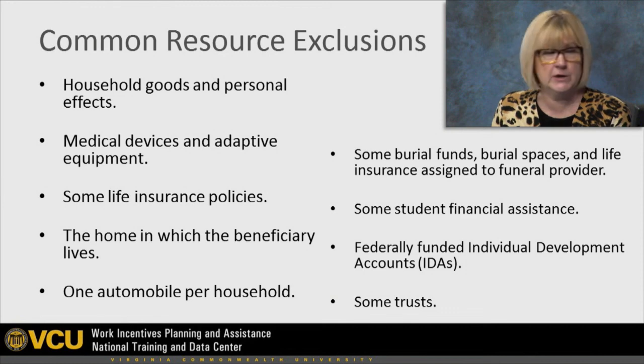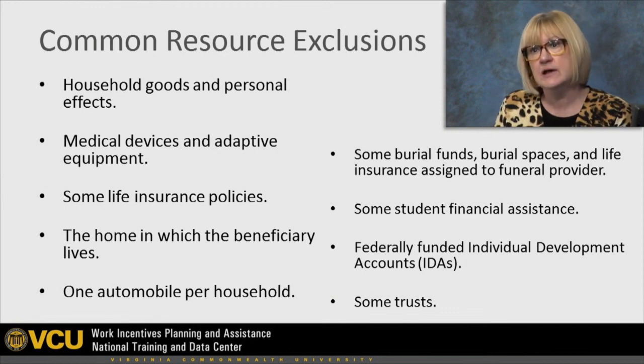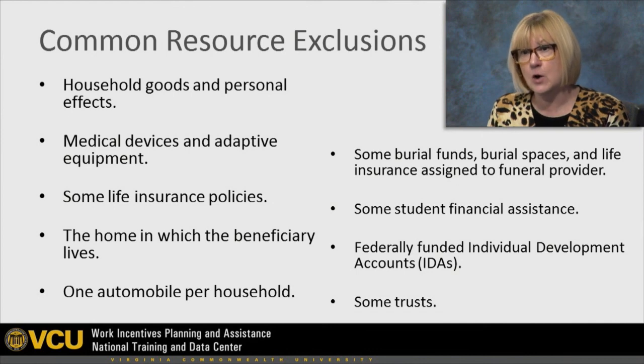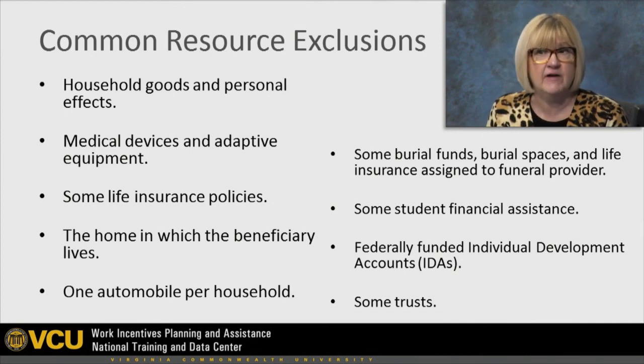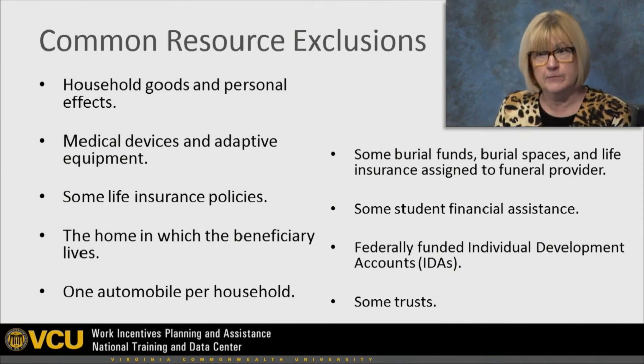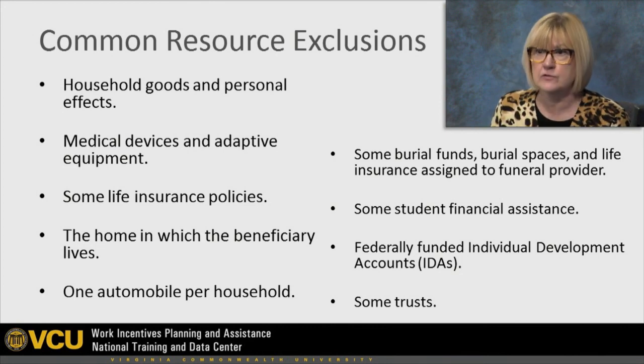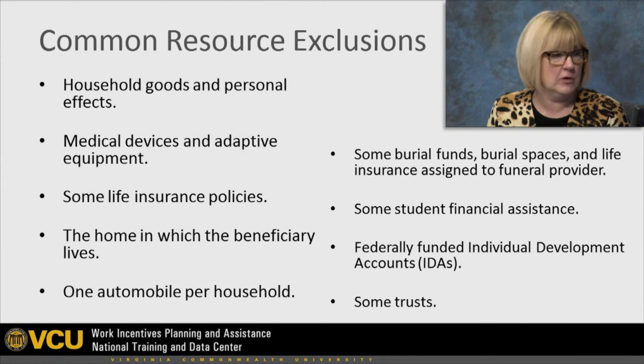A really important resource exclusion is one home, as long as the beneficiary lives in that home, and that home can be of any value. You often hear from SSI recipients who are worried about home ownership, but as long as the beneficiary lives in the home, home ownership is allowed. It is an excluded resource. And one automobile per household is excluded, something to know about.